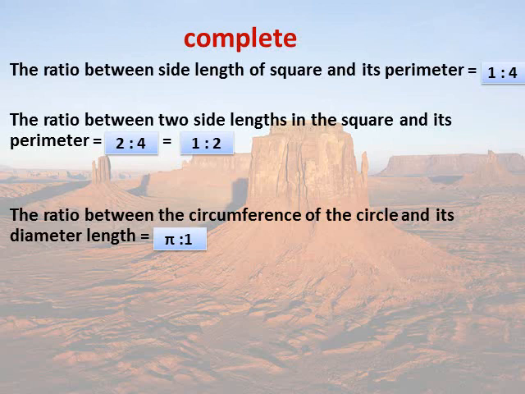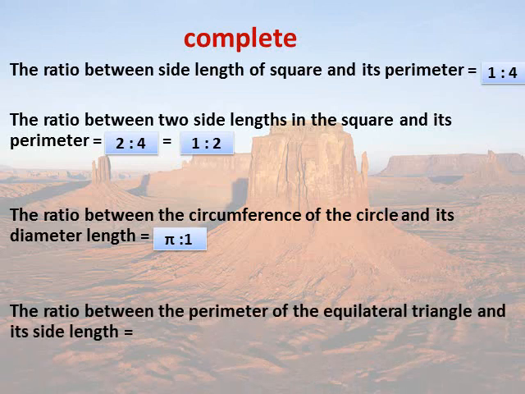Again, the ratio between the circumference of the circle and its diameter length. We must use the rule of the circumference, which is pi times d. Why? Because the second term of the ratio is the diameter length, so pi times d to d. We cancel d from the two terms, so the ratio equals pi to 1.